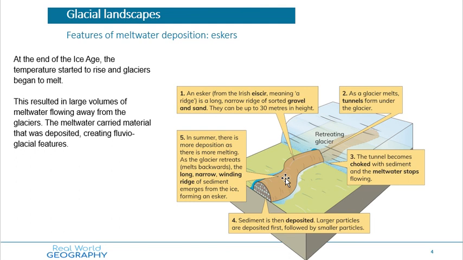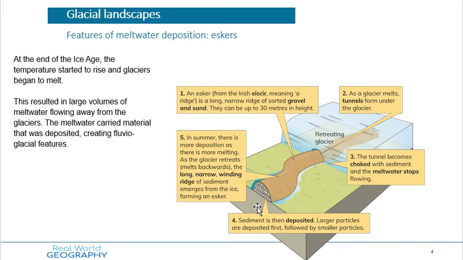And again, why is it deposited in a ridge? It's deposited in a ridge because of the tunnel in our glacier. The tunnel in the glacier kind of naturally deposits it in a ridge. Sediment is then deposited again, as you know: the larger, heavier particles of sediment get dropped first, followed by the smaller ones.